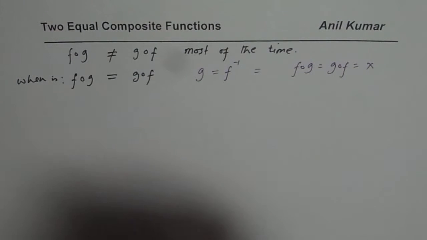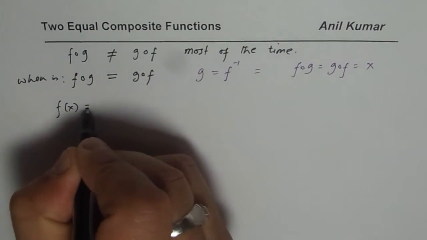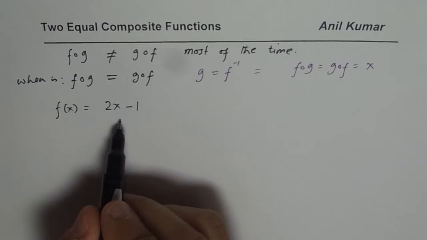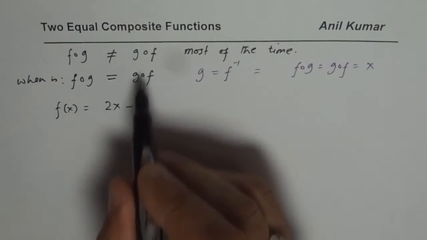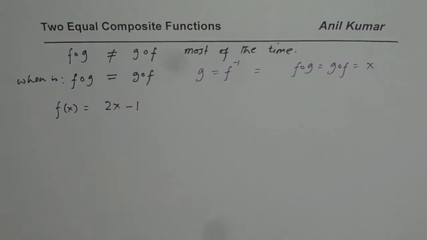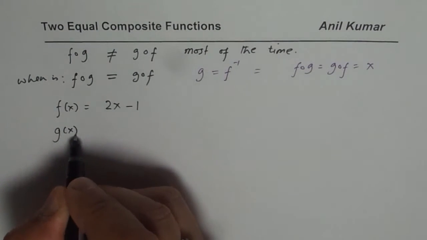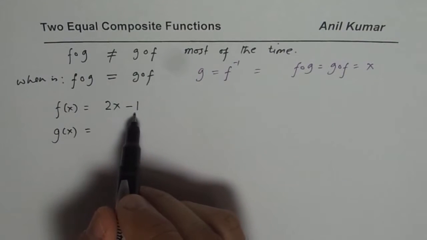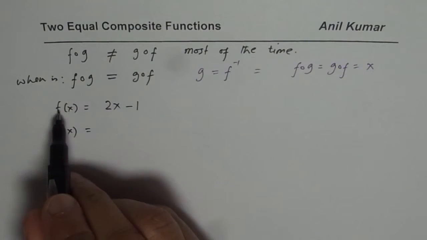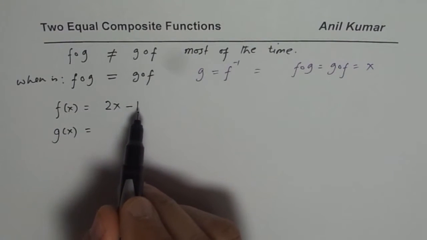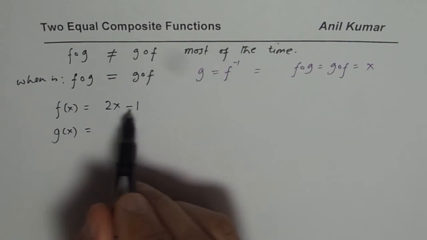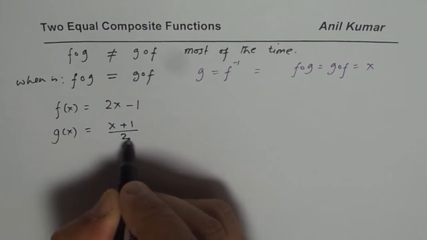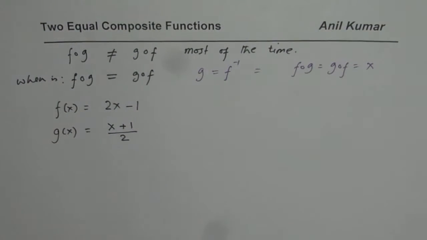So let's take some function. We'll say f of x is equal to, let's say, 2x minus 1. Now I want to create another function so that we could get equal composite functions. How can I do that? That means basically I need to find the inverse of this, right? So g of x is the inverse, and we'll find the inverse by reading it in the reverse operation. f of x is 2 times x minus 1. So if I add 1 and divide by 2, I should get the inverse. So x plus 1, and then divide by 2. That gives me the inverse of f of x, right?